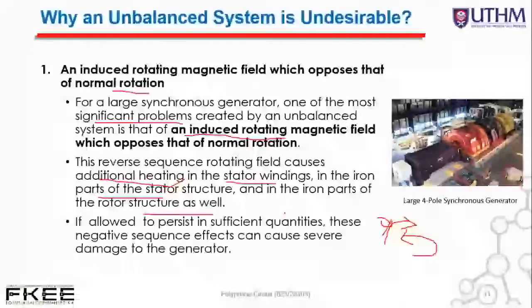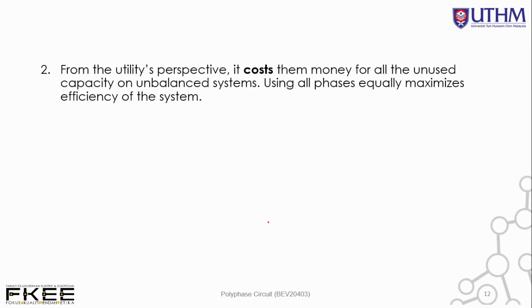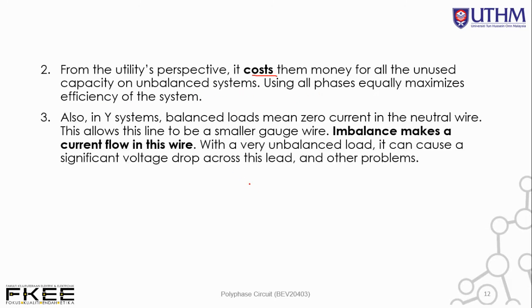It may also reduce the efficiency of the motor in terms of heat loss, if it is allowed to persist in sufficient quantities. This negative sequence effect can cause severe damage to the generator. And from the utilities' perspective, cost is the main issue. All the unused capacity on an unbalanced system, using all phases equally, maximizes the efficiency of the system. So the efficiency of the system may also be affected.